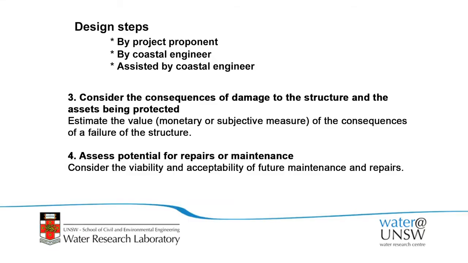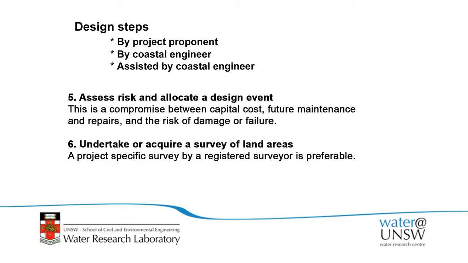Assess the potential for repairs or maintenance. No structure is completely maintenance free, but at least work out whether you're prepared to do some maintenance or you want to minimise the maintenance. So make some judgment upon how much maintenance you're prepared to do. Then assess the risk and allocate a design event. I'll give you some examples of that, but you've got to accept what event you wanted to design for, and that's somewhat determined by the life of the project and how much certainty you want in the project.